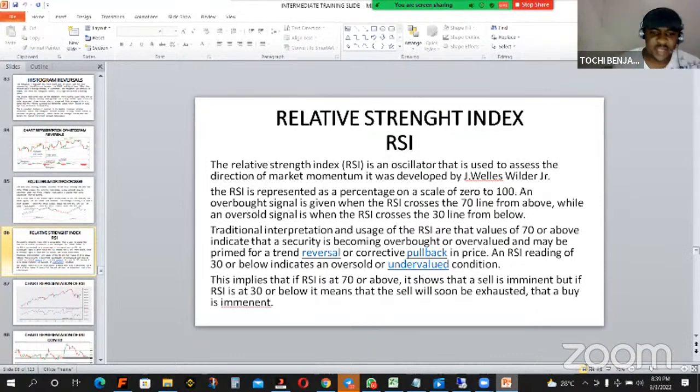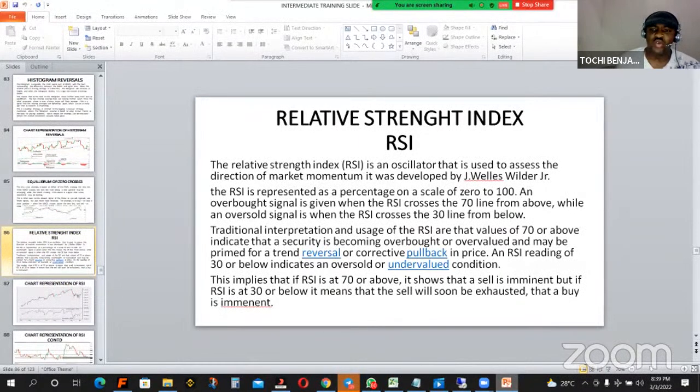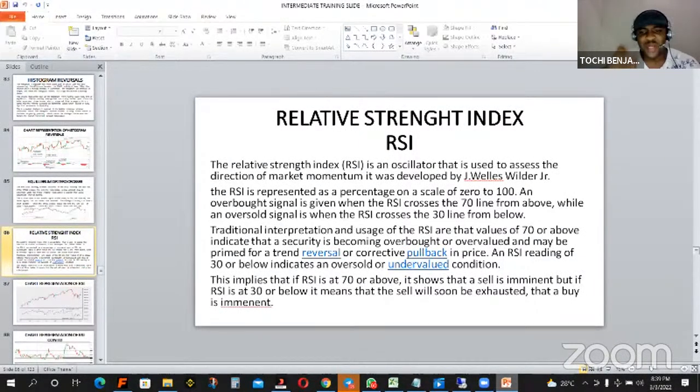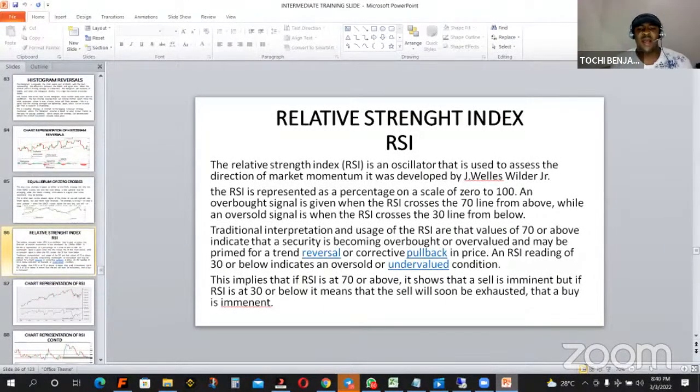It says the relative strength index is an oscillator that is used to assess the direction of market momentum, the strength of the market. At any point in time, you need to know the strength of the market. It is that strength that tells you if buyers still have the muscle, the push to move the price continuously up, or their strength is reducing.